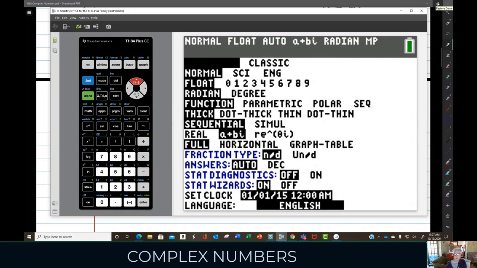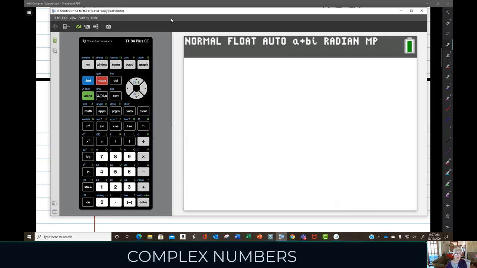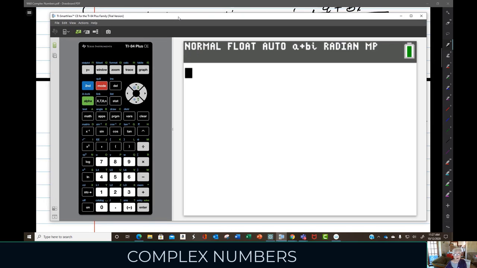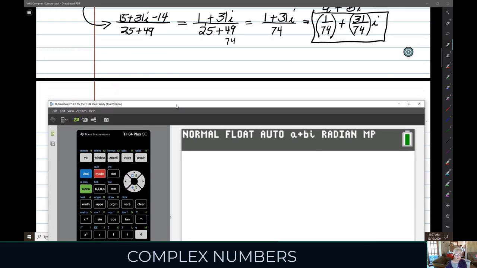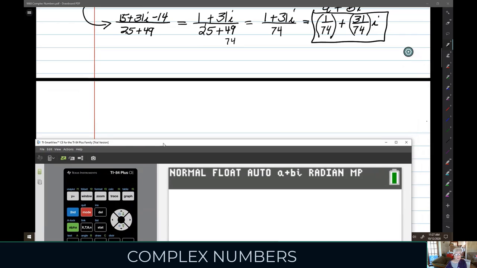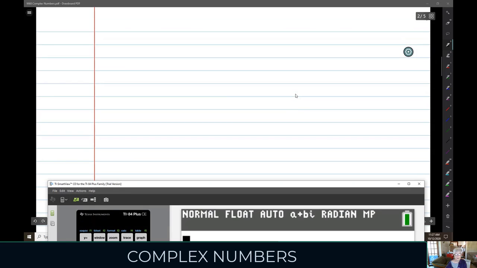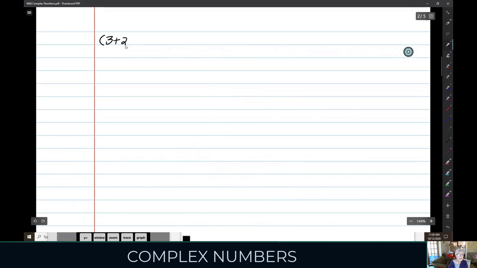I'm going to make it smaller, and I'm going to say second quit, and I am going to get ready to write some complex numbers. Let's just do 3 plus 2i plus 5 minus 7i. We can add complex numbers. We can subtract complex numbers. We can multiply them. Let's multiply them and make sure that we get the same answer.